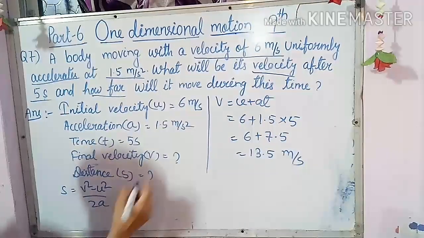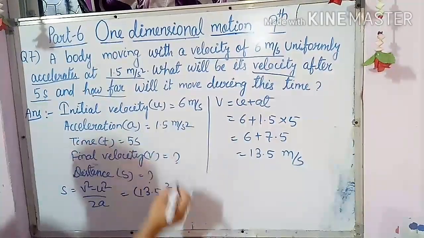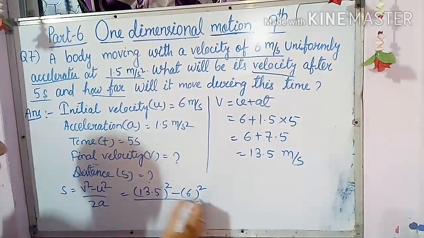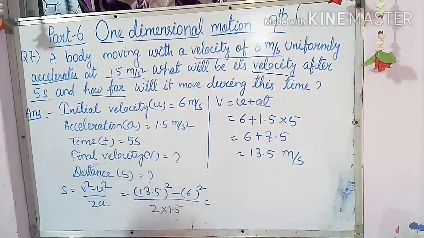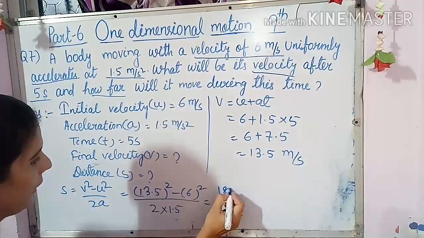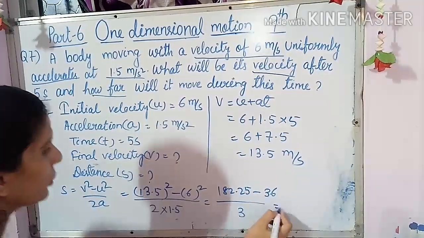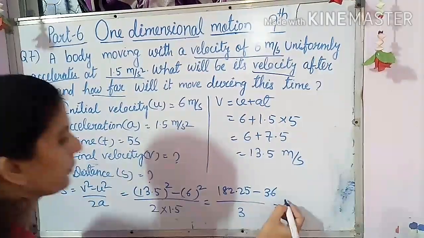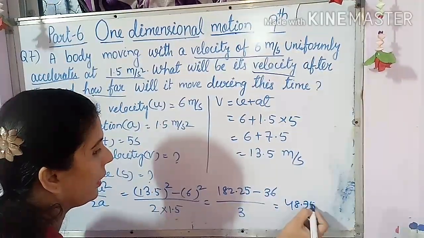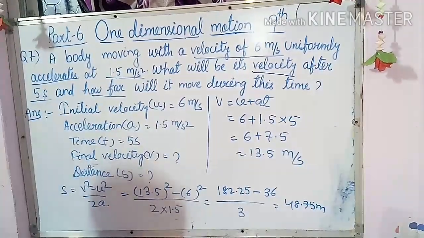Now directly you will get v square means 13.5 square minus u square means 6 square by 2a means 2 into 1.5. By calculating the squares, already I have calculated, I am going to put 182.25 minus 36 by 3. So your answer you will get is 48.75 meter. You can also calculate. That is your final answer. Distance equal to 48.75 meter.